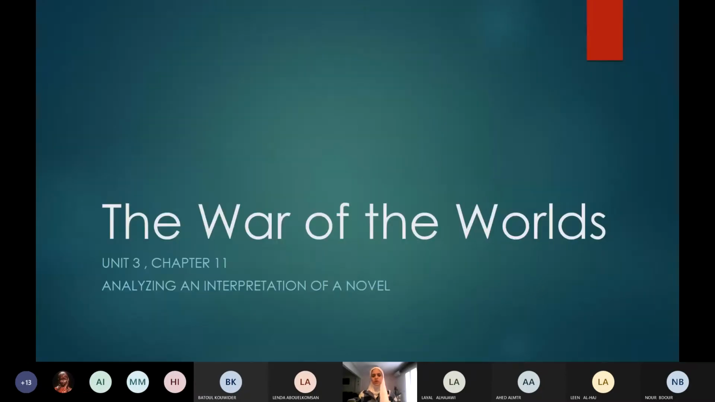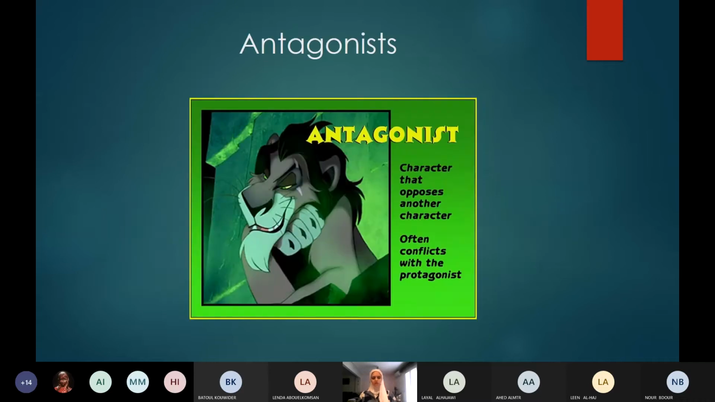Yes. Okay, as we said, the excerpt is "War of the Worlds," but before we start the excerpt, we meet the academic vocabulary. The first one is antagonist, and we've discussed it before. In any story, we have a protagonist and we have an antagonist. An antagonist is the character that opposes the other character, like in Lion King, who was the antagonist for Simba.